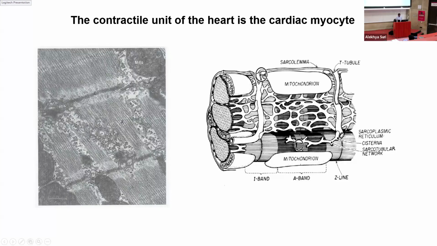And apart from these two, you will also see a large amount of mitochondria, because the cardiac muscle is repetitively contracting and relaxing. So it requires a large amount of energy in the form of ATP, which will be provided by the mitochondria. So these three are the major components of cardiac myocytes. In addition to that, you will see all the other organelles which are present in other cell types.